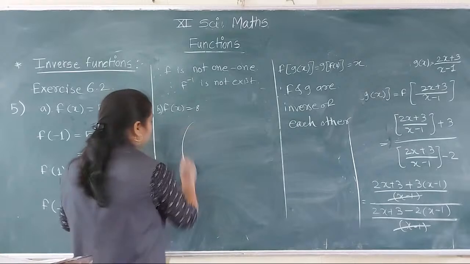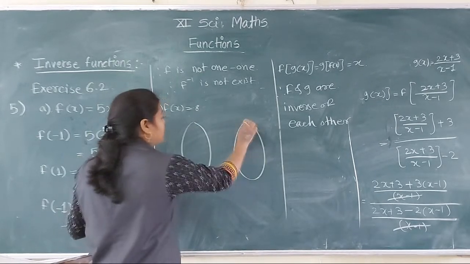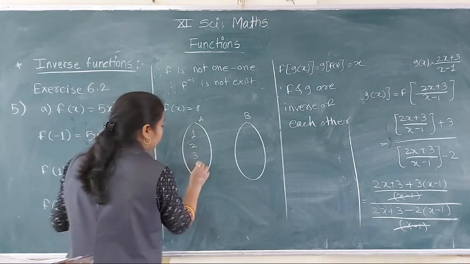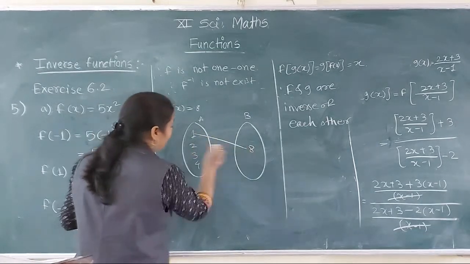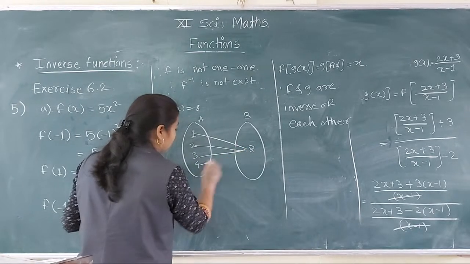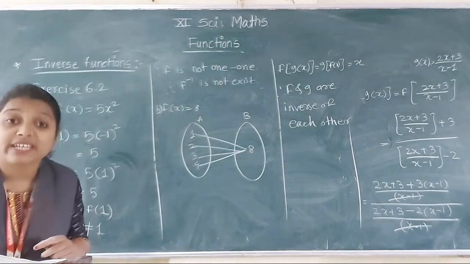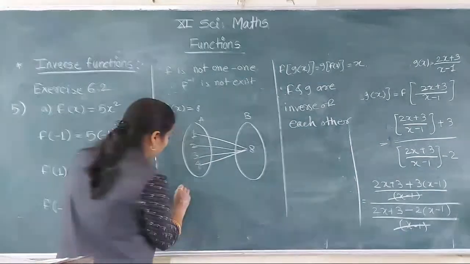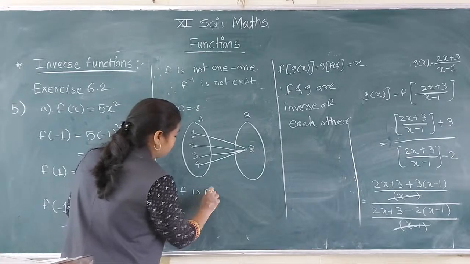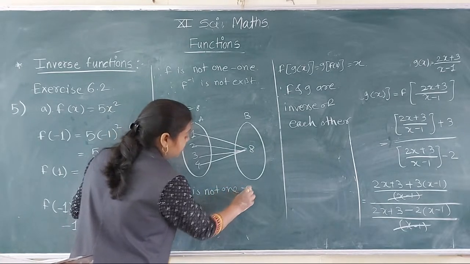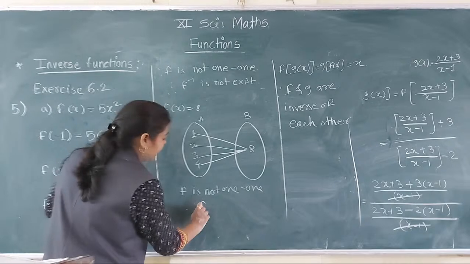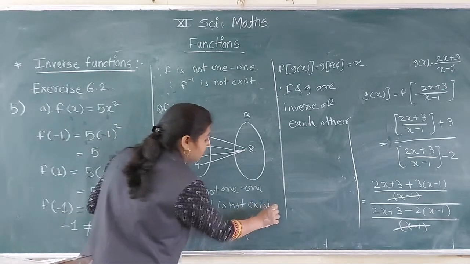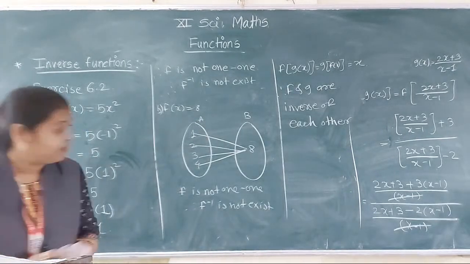Similarly for this, see, what is this? It is a constant function, a to b, 1 2 3 4 and 8. So all elements have the same image. So it is again not 1 1. So no need to explain here. f is not 1 1, therefore f inverse does not exist. f inverse does not exist, right?